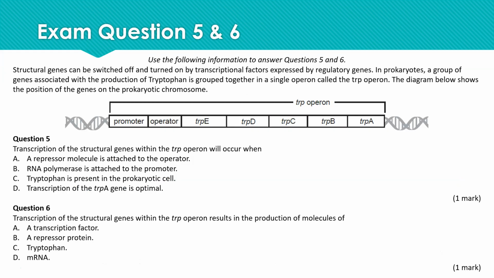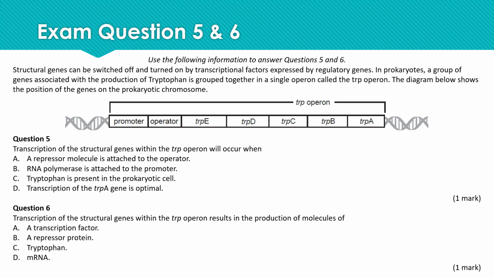We're going to take time to do another exam question. We've got 2 here. And you need this first bit of information to help answer both questions. It says structural genes can be switched off and turned on by transcriptional factors expressed by regulatory genes. In prokaryotes, a group of genes associated with the production of tryptophan is grouped together in a single operon called the trp operon. The diagram below shows the positions of the genes on the prokaryote chromosome.